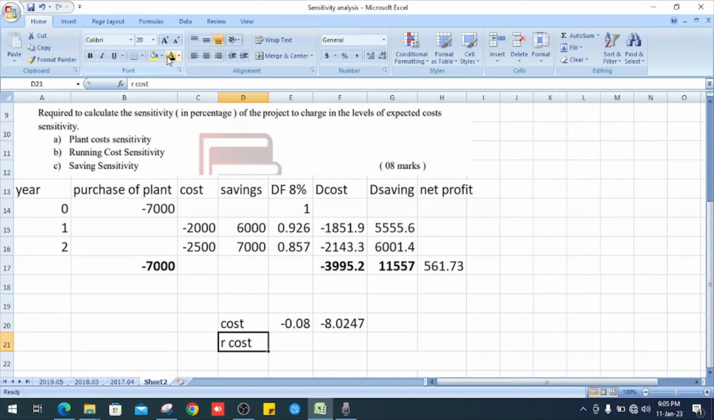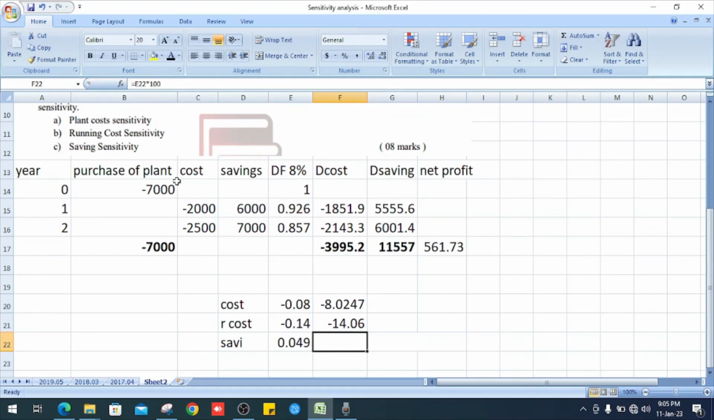Next, the running cost. How do we get? The net profit amount divided by the discounted total cost amount, multiplied by 100. Next, savings: the discounted net profit divided by total discounted saving, and into 100. So the minus amount we mention as increase, and the plus positive amount should be decrease.